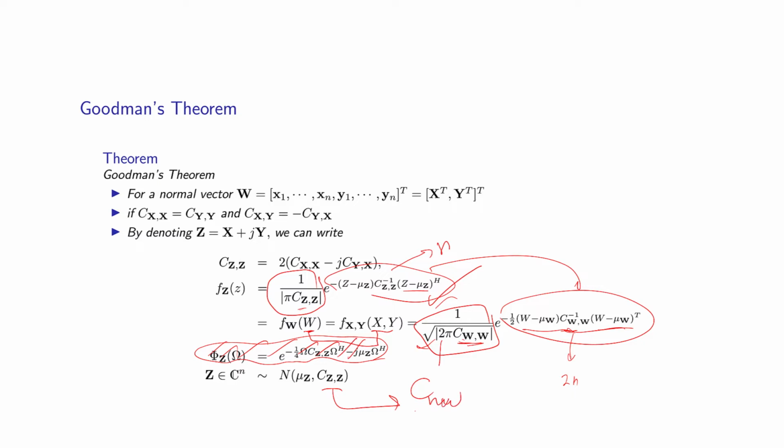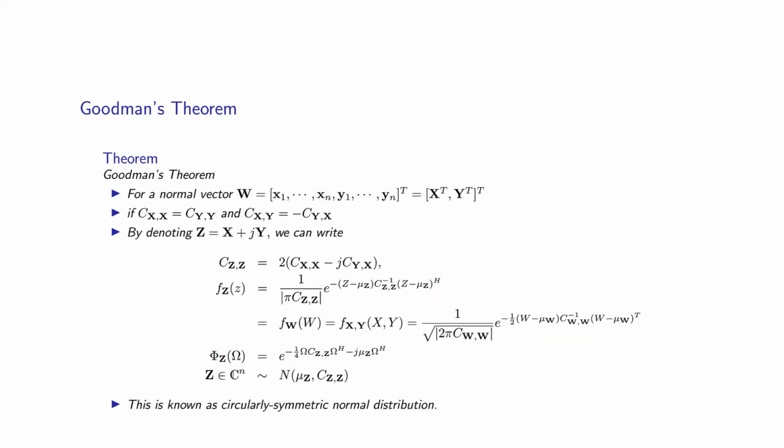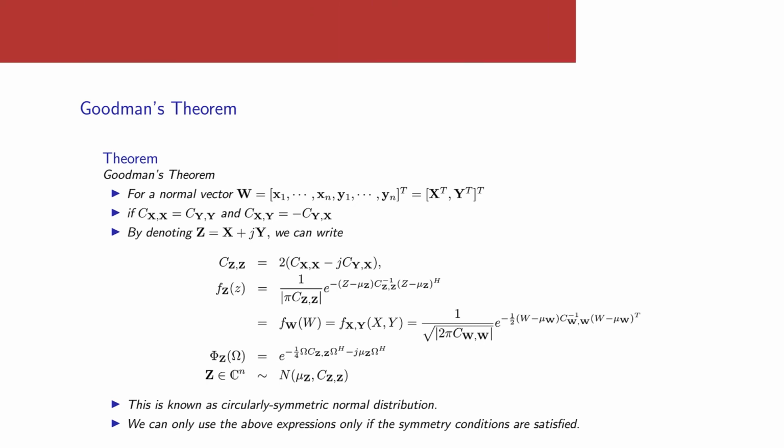There are other distributions that are derived from this formula which are not normal, and for those cases also we can use a complex notation. So this is known as the circularly symmetric normal distribution. And we can use this expression only if the symmetry conditions are satisfied.